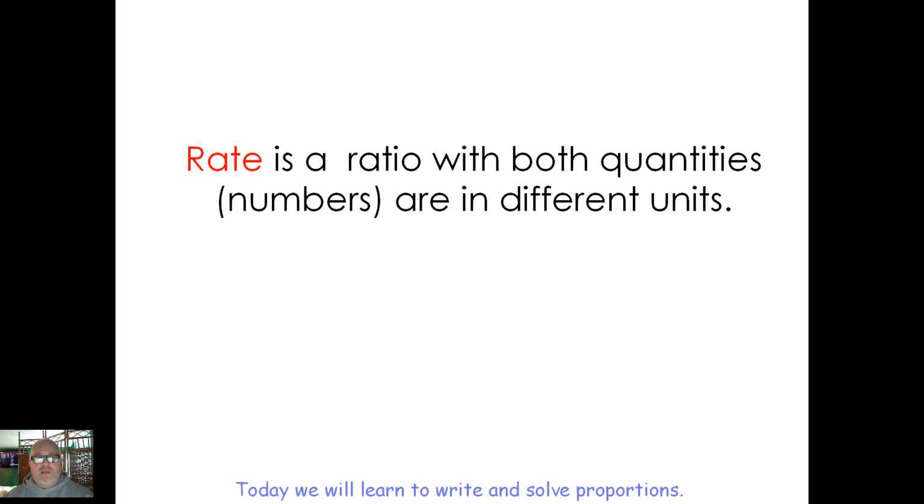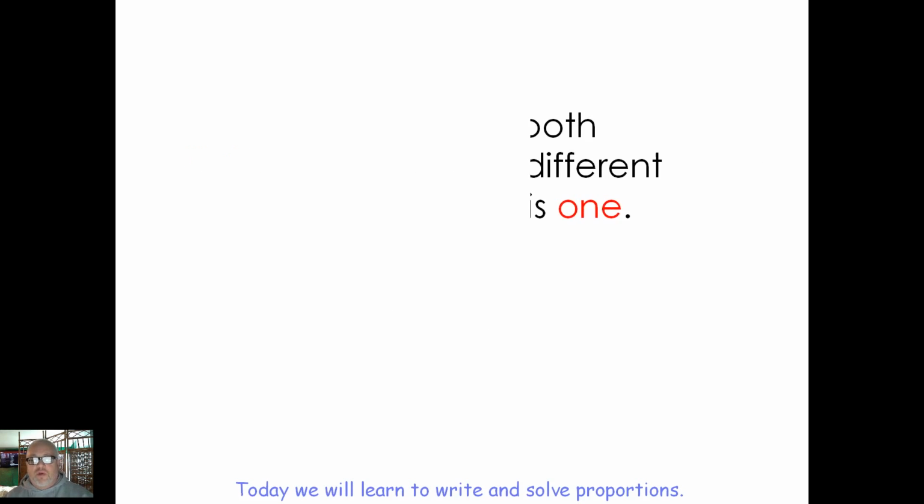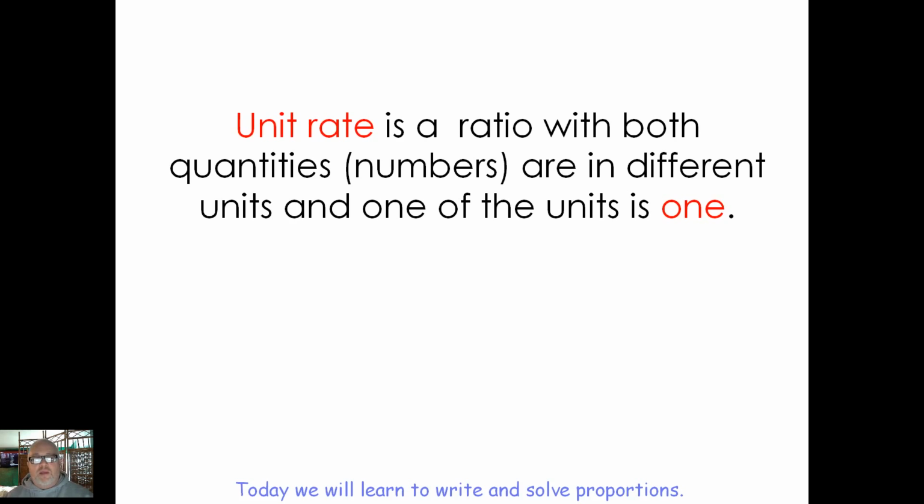A rate is a ratio with both quantities or numbers in different units. For example, 24 miles to 6 hours. Okay, so if you were to travel 24 miles in 6 hours, we could find a rate, couldn't we? How fast are we going? Well, that would be probably 4 miles an hour.